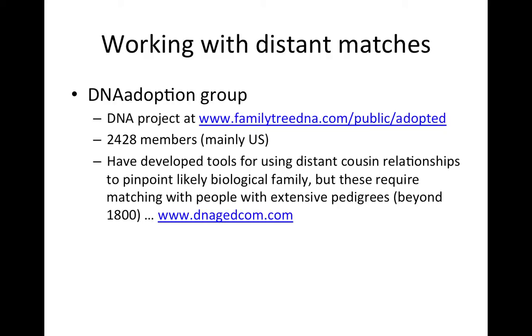Now, there is a group in the US called DNA Adoption, and they have a DNA project specifically set up for adoptees on that particular web link that you see there. They have 2,400 members. They have developed tools for using distant cousin relationships to pinpoint likely biological family, but these require matching with people with extensive pedigrees, usually beyond the 1800 brick wall that we have in Ireland. And if you are interested in exploring this, then they have a website called DNAGEDCOM, in addition to their website DNAAdoption.com, where there are a variety of different tools that you can use.